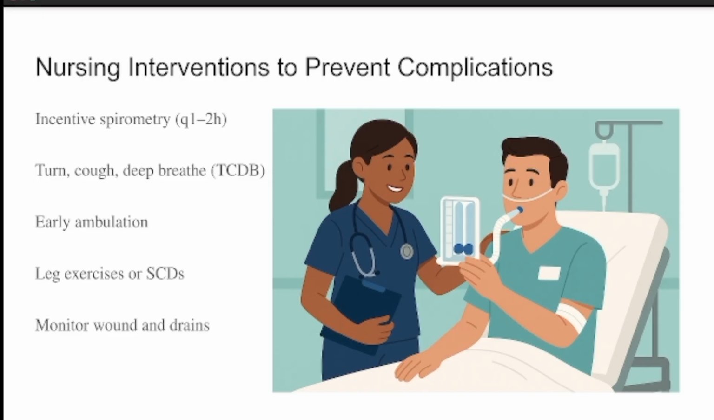First, we have the incentive spirometer. This you'll have your patient use while they're awake. It helps open up their lungs, turn, cough, deep breathe. This should be done every 1 to 2 hours.